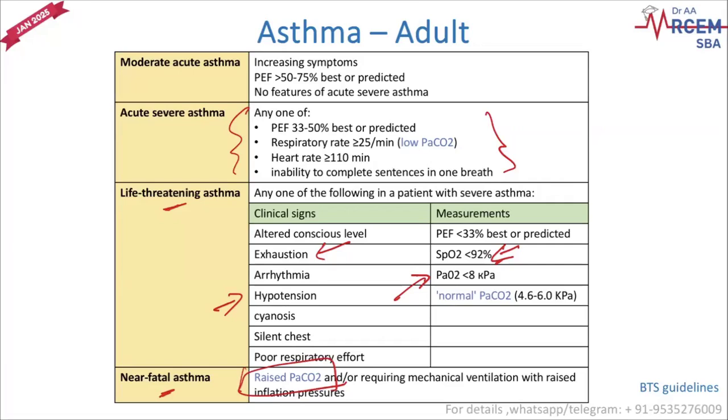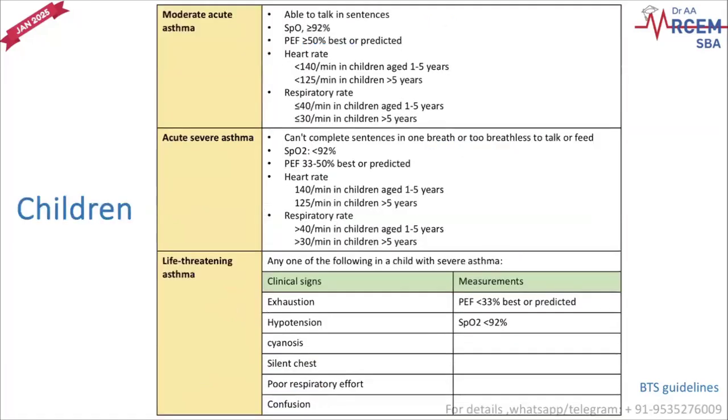So remember this point. We are learning adult and child side by side because there are very few changes which can easily be known. In moderate acute asthma, the patient is able to talk in single sentences. It is the same as that of the adults, no changes. SpO2 values will be more than 92, same as the adults. PEF value will be more than 50%. Again, same thing. There is no tachycardia, there is no tachypnea.